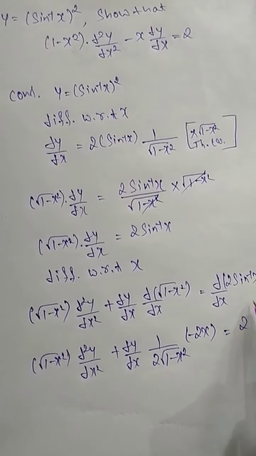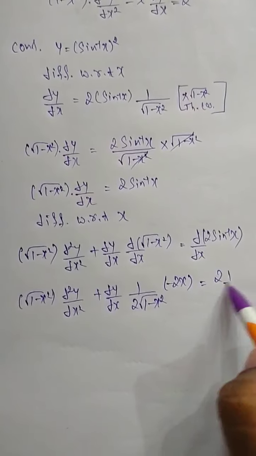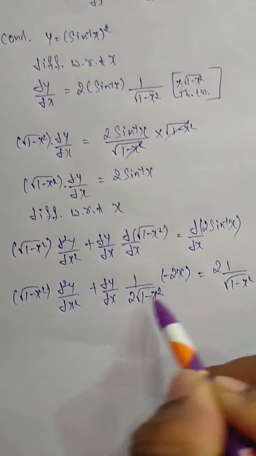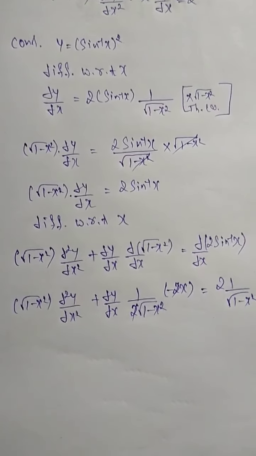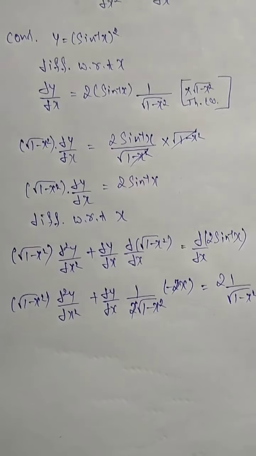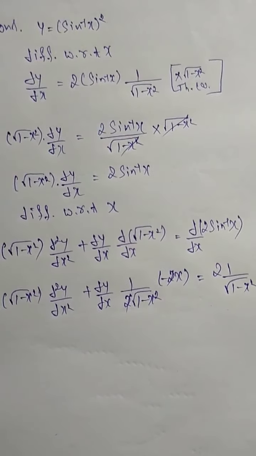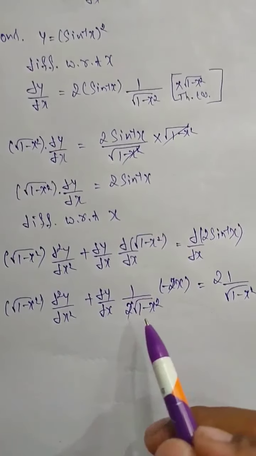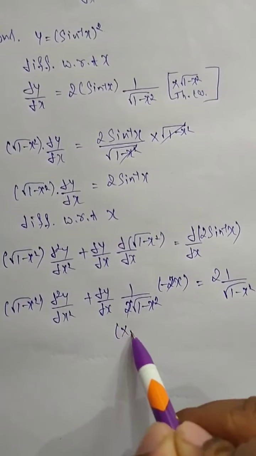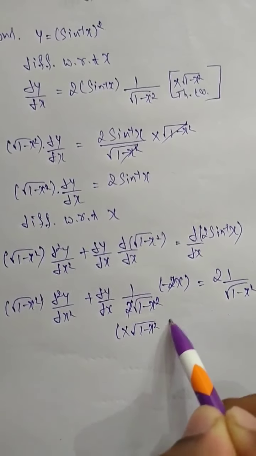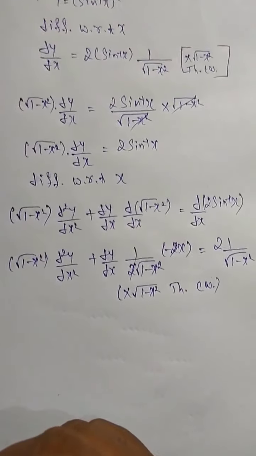2 is a constant. The differentiation of sin inverse x is 1 by root of 1 minus x square. Now the 2 cancels. So you want to remember this point: if any term exists in the denominator after differentiation, multiply that term throughout the equation. Here we have root of 1 minus x square in the denominator, so multiply root of 1 minus x square throughout the equation.